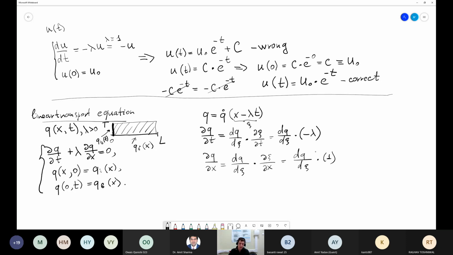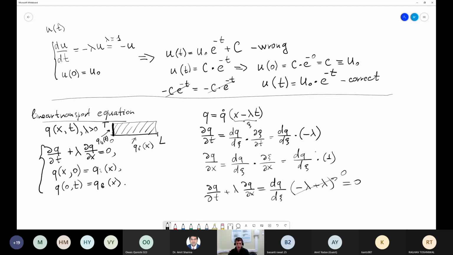If we try to calculate dq dt plus lambda dq dx, we will obtain dq dx multiplied by minus lambda plus lambda. So this will give us 0. So this is the correct equation. Any function that depends on this combination of x and t will give us the solution.